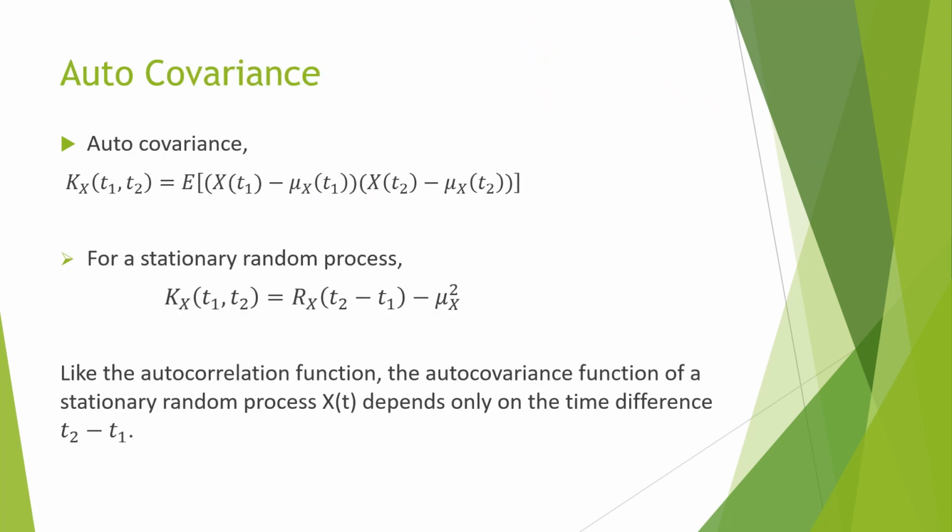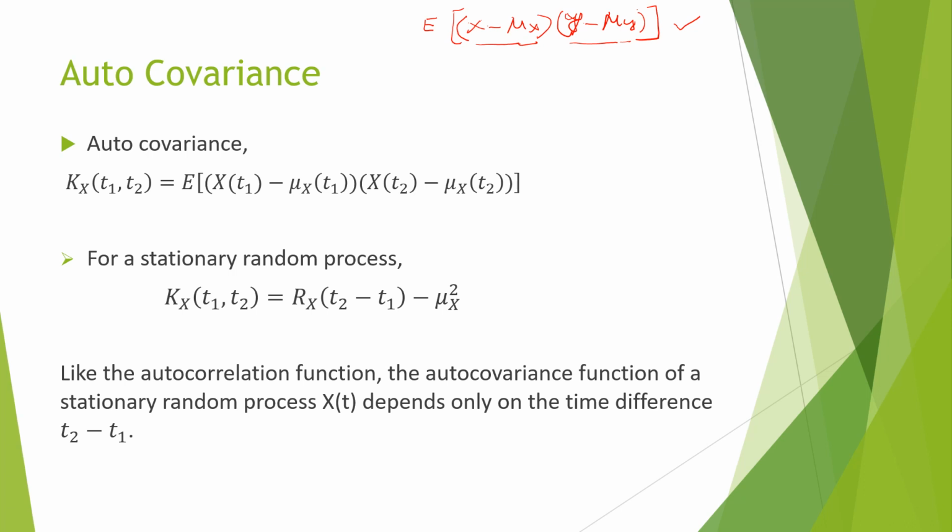We discuss the autocovariance of a random process. Firstly, we consider the covariance of two random variables. That is given as the expectation of x minus mu x into y minus mu y. So the expectation of x minus mu x into y minus mu y gives us the covariance of x and y. That is, x minus mu x, the mean of x, and y minus mu y, the mean of y. The same definition can be adapted to understand autocovariance.